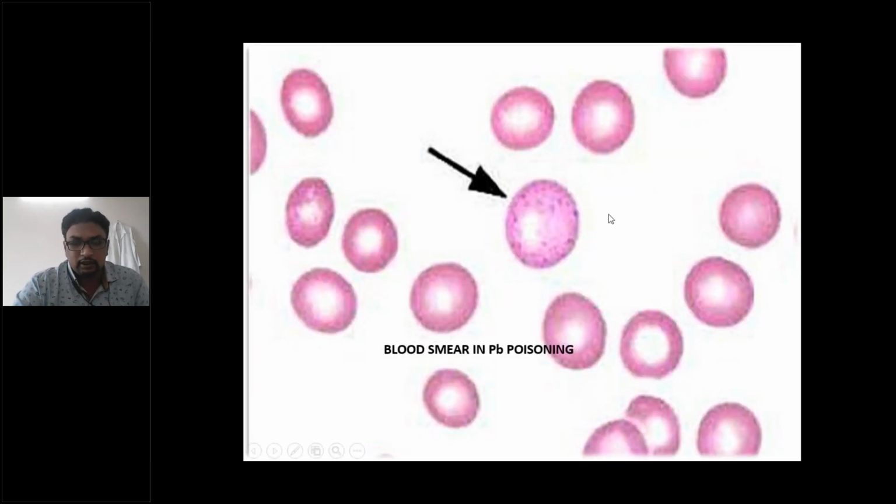You can see here, this is the blood smear in lead poisoning. You can see the arrow mark. This is an RBC. You can see violet color stippling. Violet color dots can be seen. These are nothing but basophilic stippling or punctate basophilia.